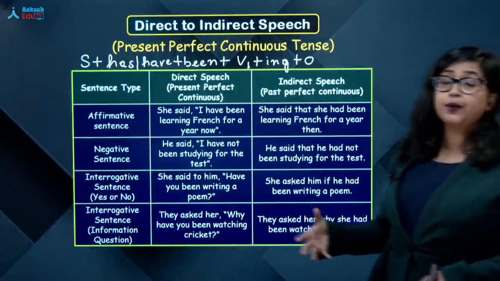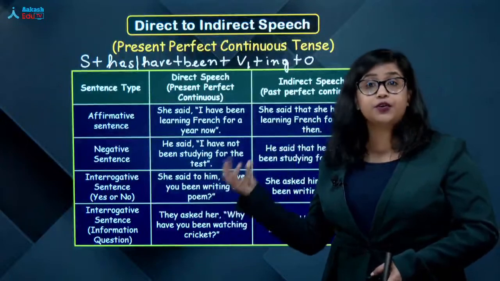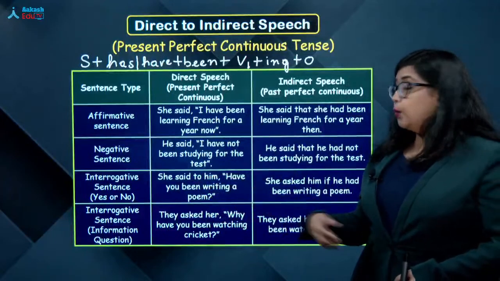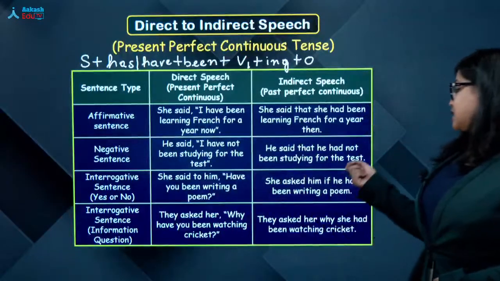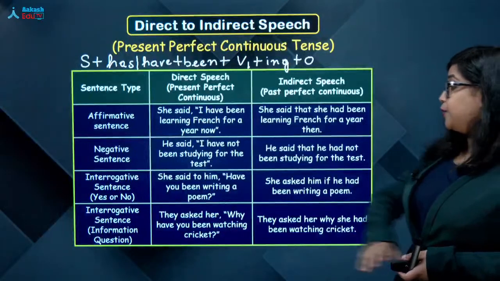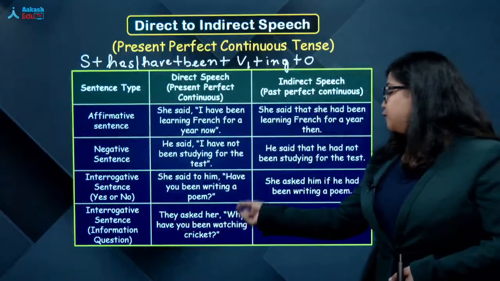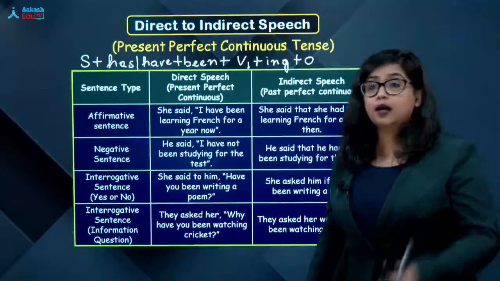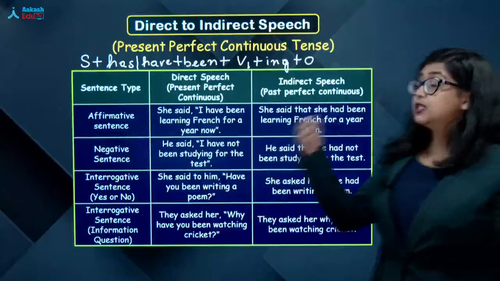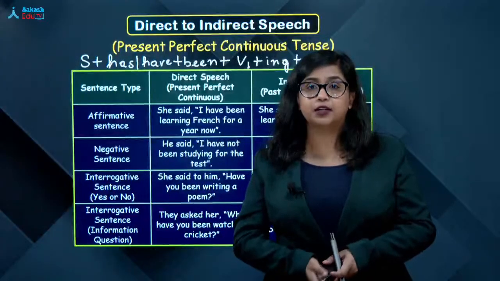Once again, coming on to your interrogative sentence, the very first type of sentence is a yes or no question, right? So, she said to him, have you been writing a poem? Will now change to, she asked him if he had been writing a poem. Alright, and then you have your information question at last. So, they asked her, why have you been watching cricket? Will now become, they asked her why she had been watching cricket. Alright, so this is how you will change your present perfect continuous tense to your past perfect continuous tense.